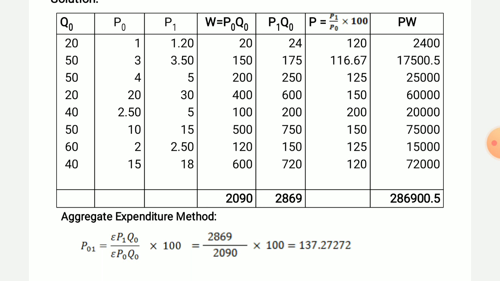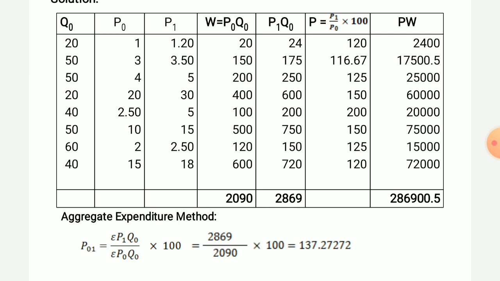Now calculate P1Q0: 1.20 into 20 is 24, 3.50 into 50 is 175, 5 into 50 is 250, 30 into 20 is 600, 5 into 40 is 200, 15 into 50 is 750, 2.50 into 60 is 150, and 18 into 40 is 720.